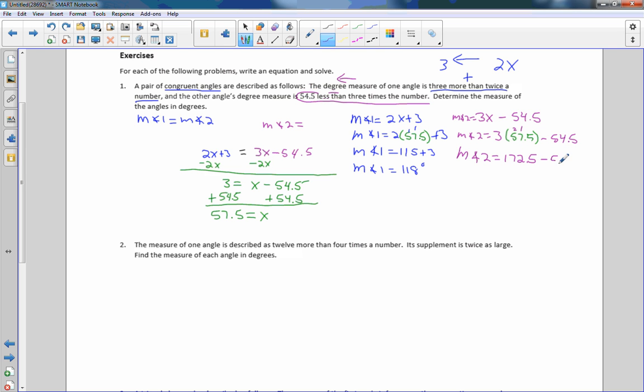Minus 54.5. So the measure of angle 2 equals 0.5 and 0.5 is 0. 2 minus 4, I need to take away from the 7 and make that 12. Minus 4 is 8. 6 minus 5 is 1 and 1. And sure enough, the measure of angle 1 equals the measure of angle 2.